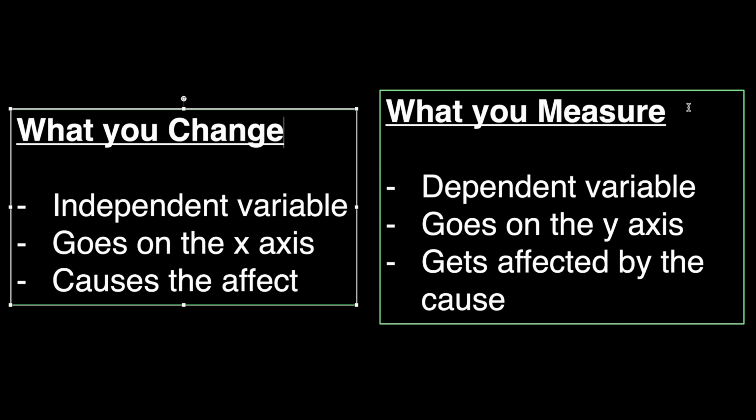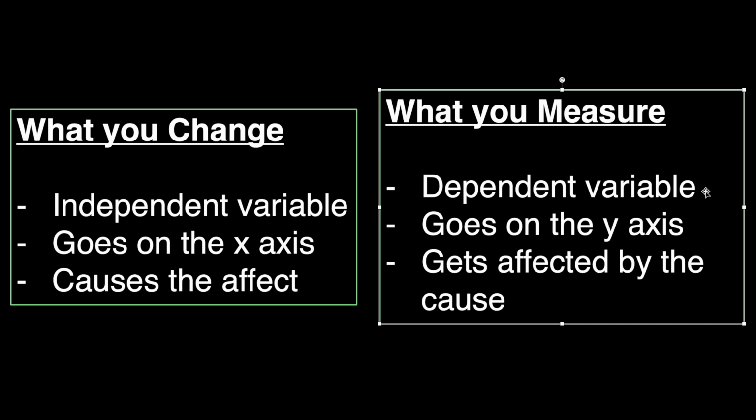What you measure, for the most part, is the dependent variable. The dependent variable goes on the y-axis, and the dependent variable gets affected by the cause. So the dependent variable is the variable that is affected by the independent variable. The independent variable does not care about the dependent variable, but the dependent variable does care about the independent variable.